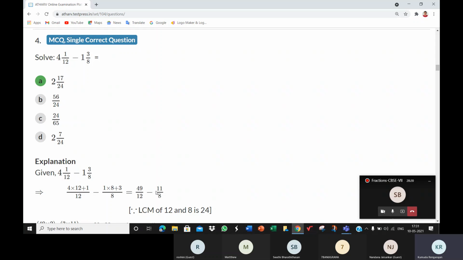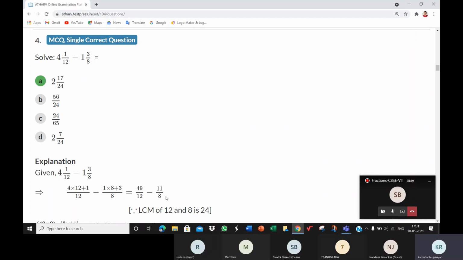That's what you see here, minus 8 1s are 8 plus 3, 11 by 8. So what we have done is we have only converted the mixed fractions to improper fractions. That's the first step. Next, they are not like fractions, correct? They're unlike fractions. They have different denominators.